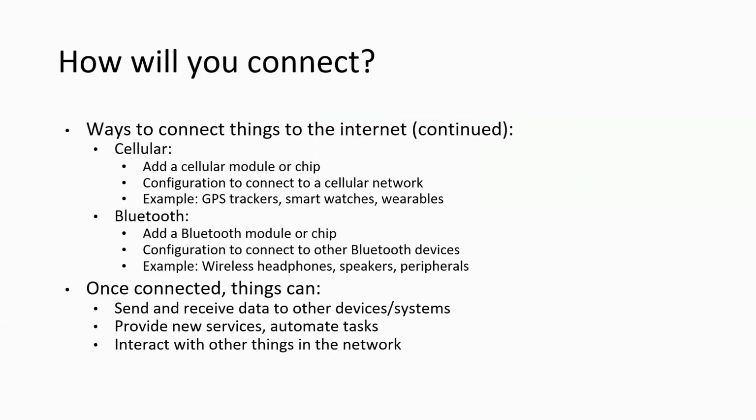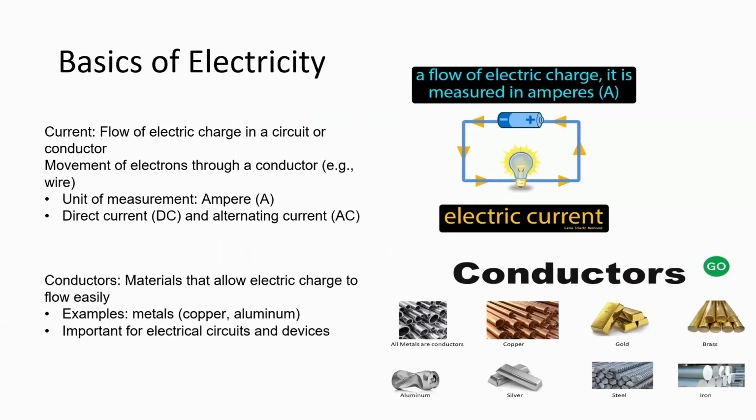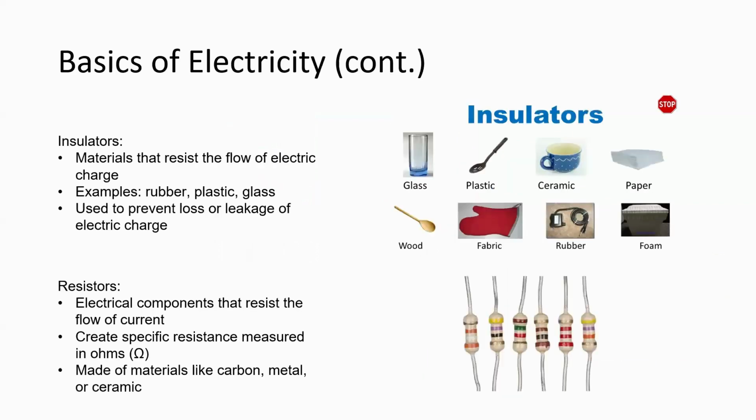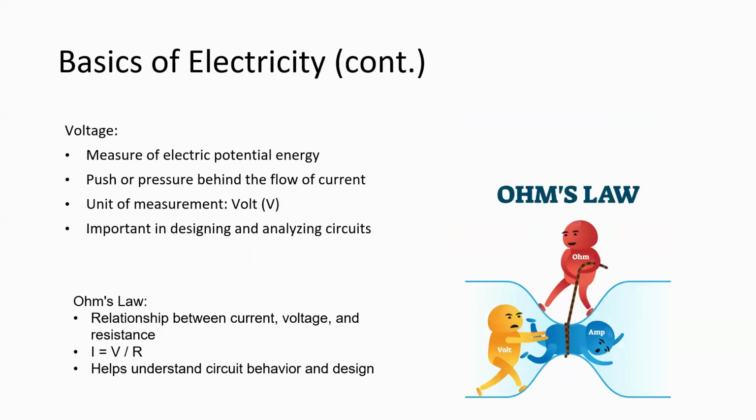In connection, we will learn about various methods like cellular, Bluetooth, Wi-Fi, and so on. And in the basics of electricity section, we will see what a conductor is, what an insulator is, what electrical current is, its types, what resistors are, and what voltage and Ohm's law are.